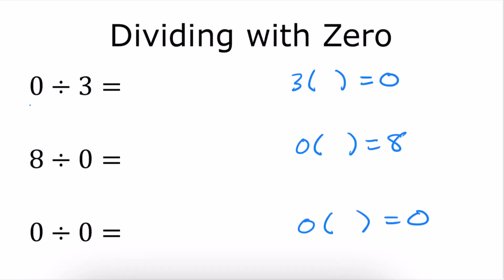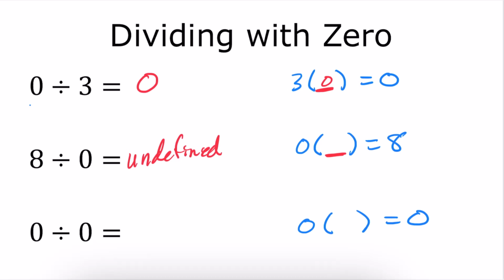If I look at the first one, 3 times 0 does equal 0. And that's the only number I could put here that makes the multiplication equal 0. So that means 0 divided by 3 equals 0. However, if I look at the second one, 0 times what equals 8? Well, there's nothing that you could multiply by 0 to make it equal 8, because 0 times anything always equals 0. And so this is an undefined answer because there is no number that when you multiply it by 0, you get the number 8.